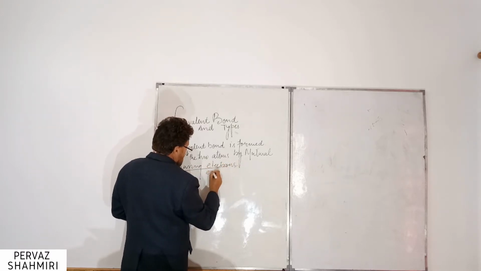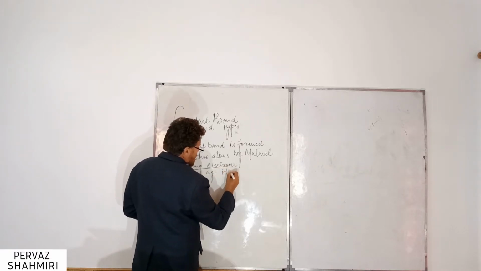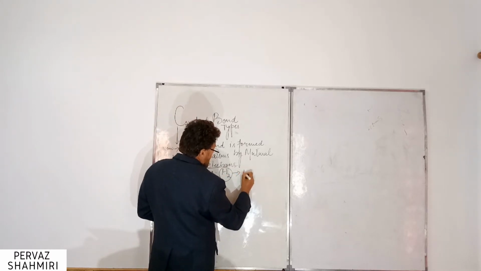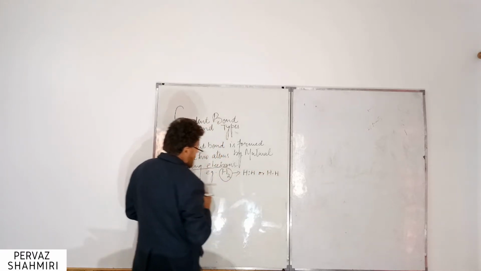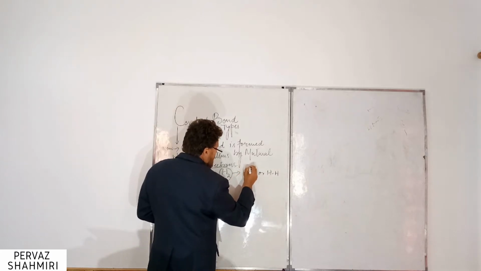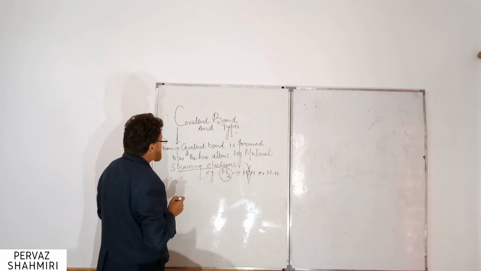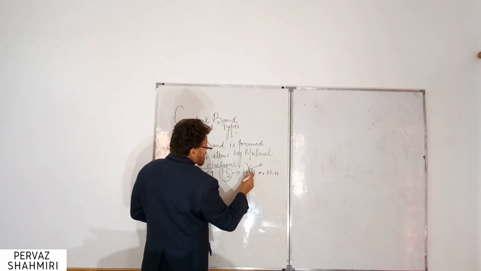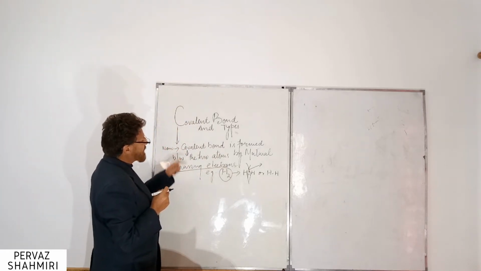For example, if we take the hydrogen molecule, that means H single bond H. Here we can say this is a mutual sharing between the hydrogen and the hydrogen. This shared pair of electrons is known as the mutual sharing of electrons, and that is called the covalent bond.